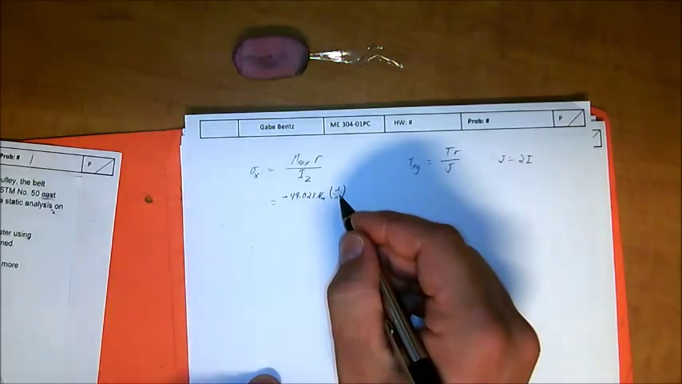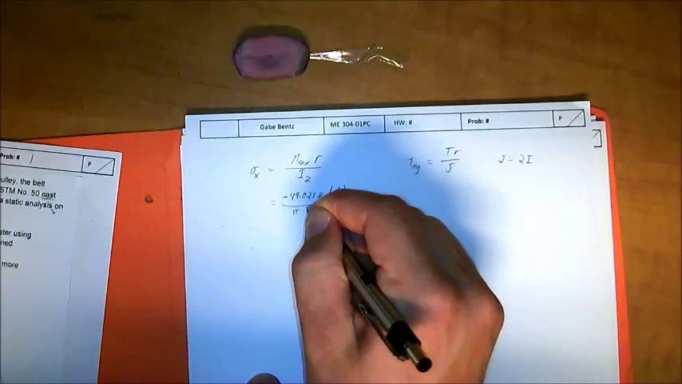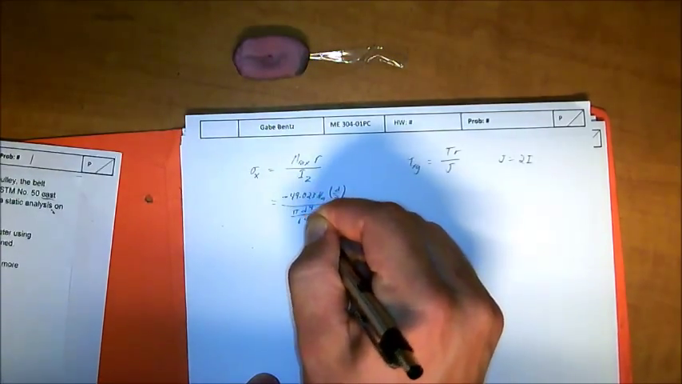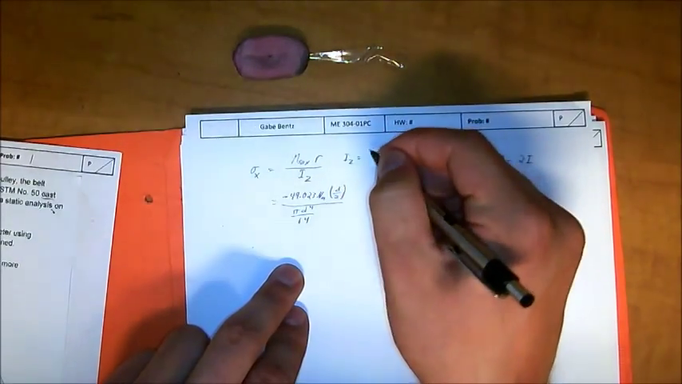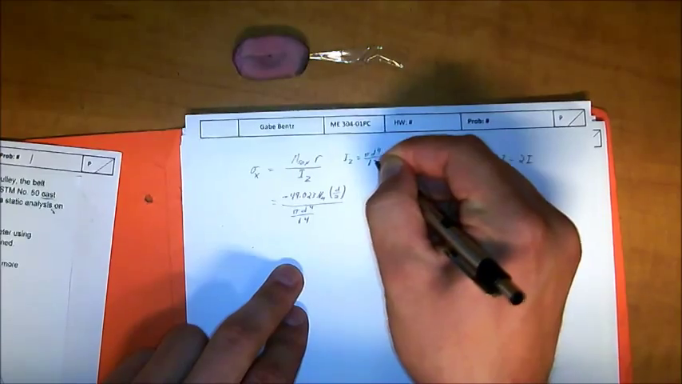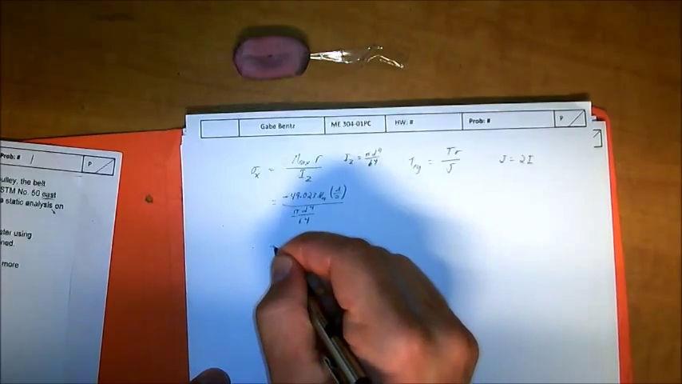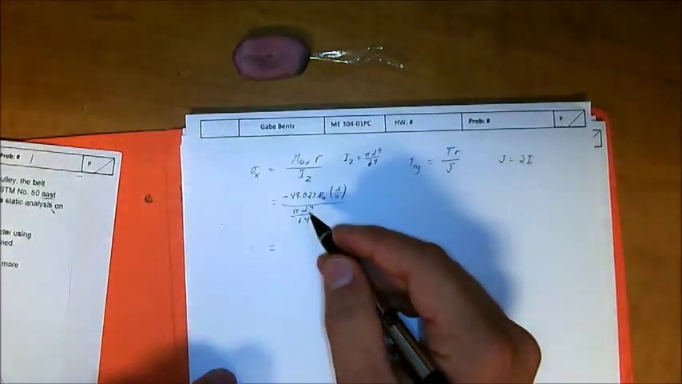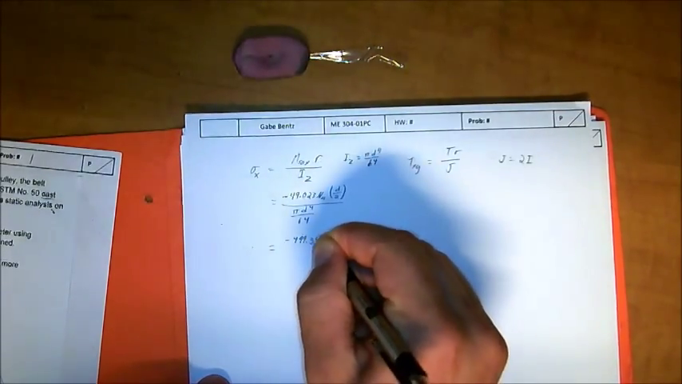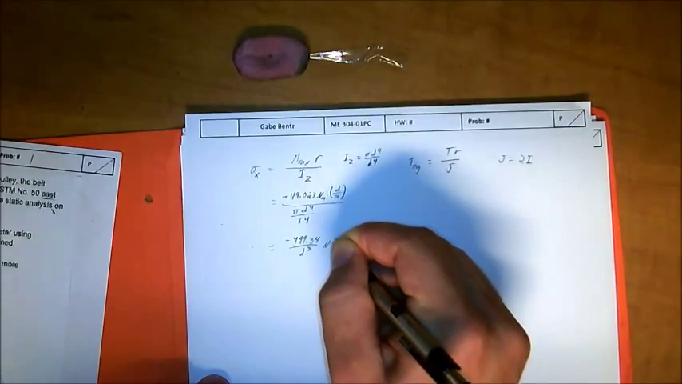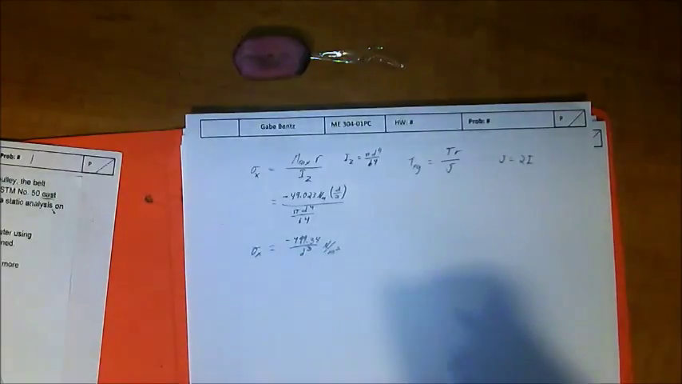And then we've got pi d to the 4th over 64. The reason it's pi d to the 4th is because I z is equal to pi d to the 4th over 64. Oddly enough. Now, moving on like that, using all the numbers we can and reducing this as far as we can with your calculator, you end up with negative 499.34 over d to the 3rd newtons per meter squared is equal to sigma x. So we got that. That's all happy.